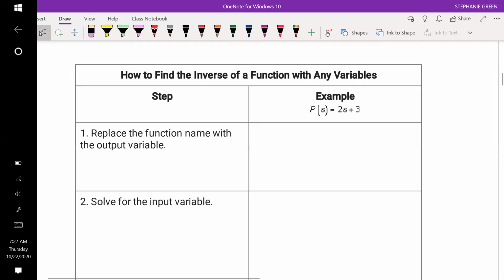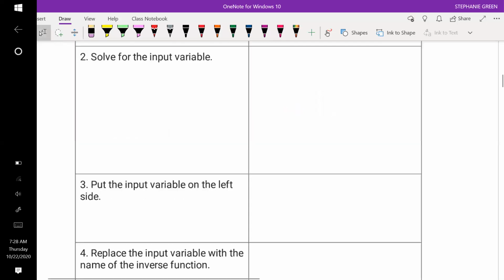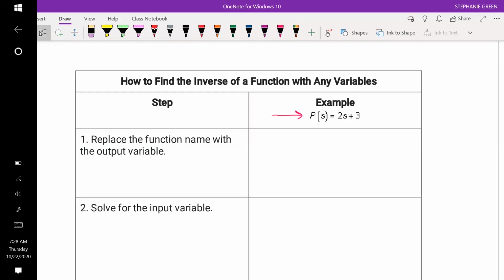So this function here, I don't really know what p and s represent. There's no context to this problem, but we no longer have an x and a y. I can see, though, that s is my independent variable because I have a function of s. So here's a step-by-step process to finding an inverse function when we don't have x's and y's. So the first thing we're going to do is replace the function name with the output variable. So instead of having p of s here, I'm just going to write p.